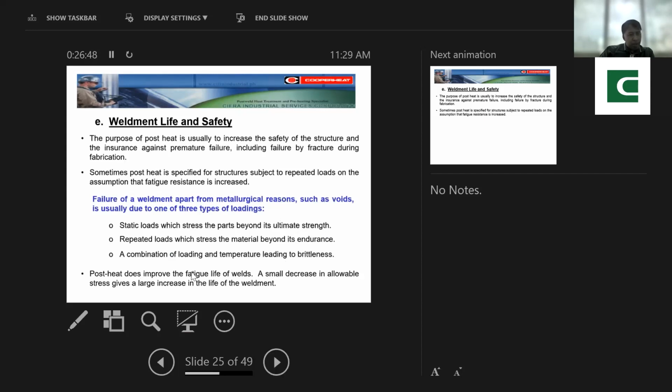And post-weld heat treatment improves the fatigue life of the weld. A small decrease in allowable stress will give a large increase in the life of your weldment. So, mas pinaprolong ang life ng ating weldment if you conduct post-weld heat treatment.